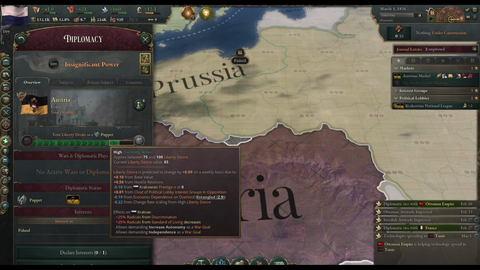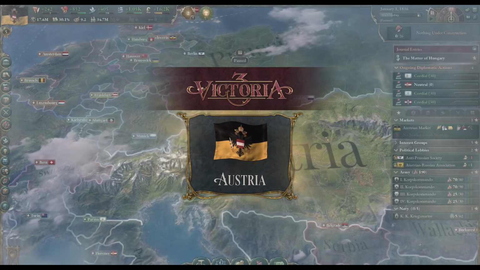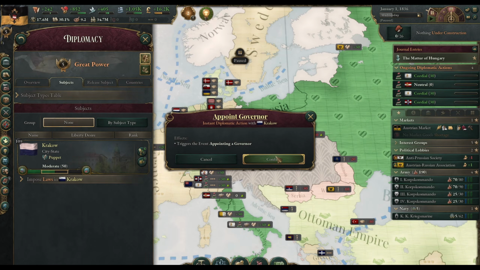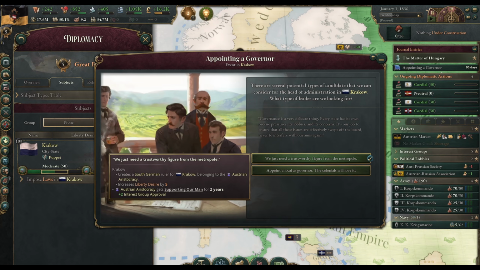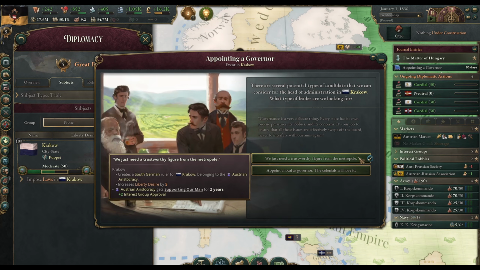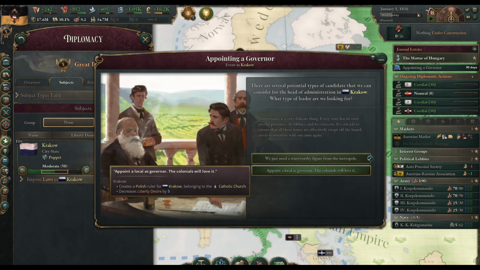But you won't always get more liberty desire if your overlord appoints a governor. Let's change to Austria in a new game. If we appoint a governor in our subject, we get an event. Then we can either appoint a governor of our own culture and increase the liberty desire of our subject, or we can appoint a local governor and decrease the liberty desire of our subject.